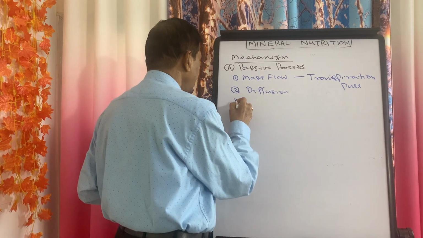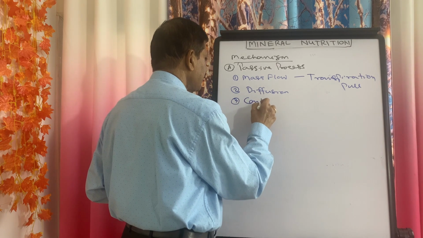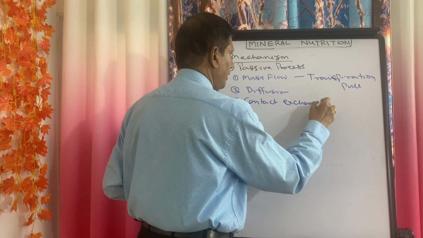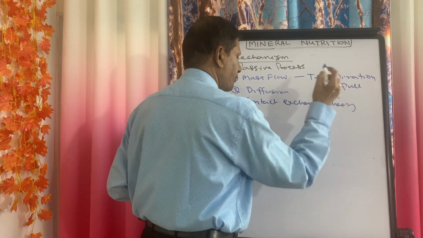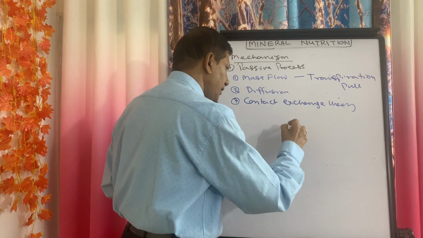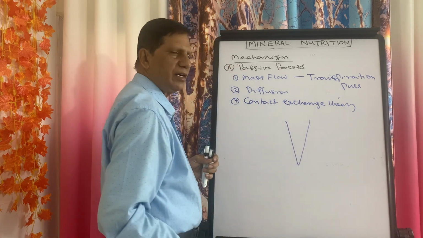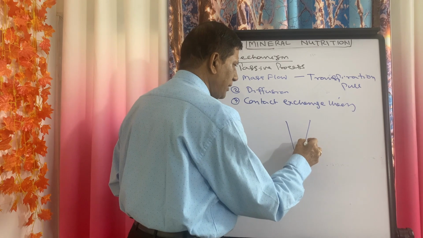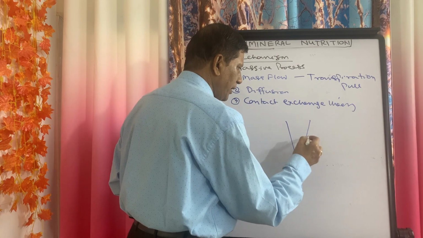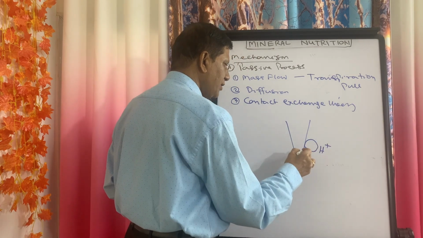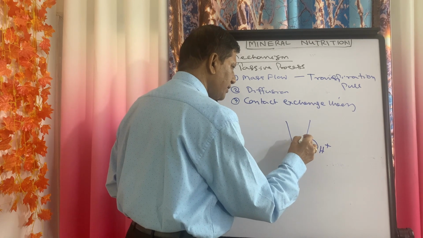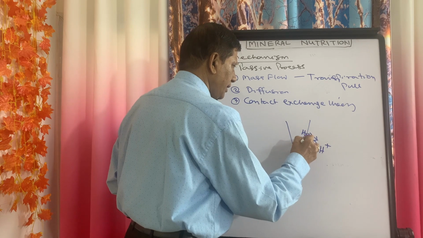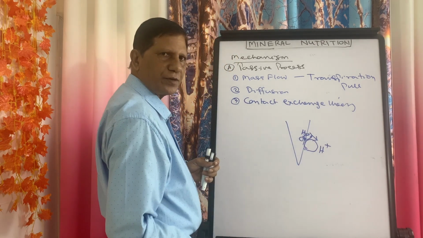The third one is the contact exchange theory. In this, let us take one example. Suppose this is the root. In the root, the water usually breaks into hydrogen ions and hydroxyl ions. The water splits into the hydrogen ions and hydroxyl ions.